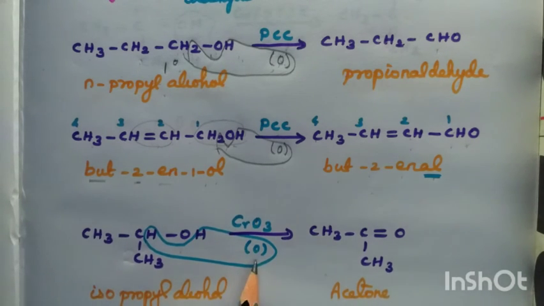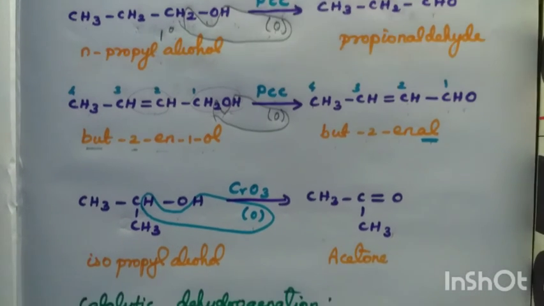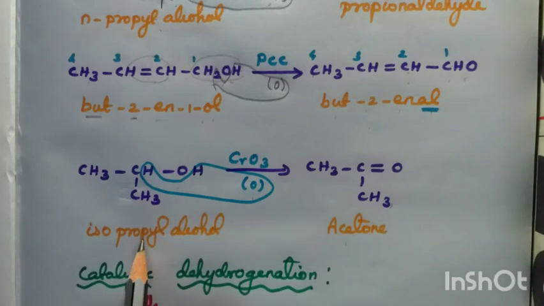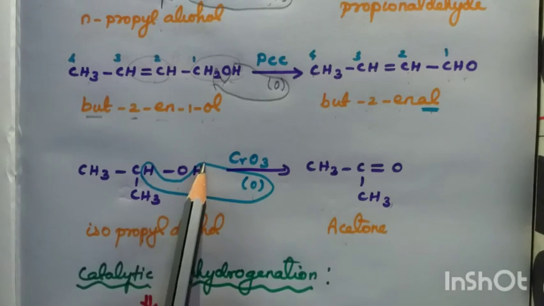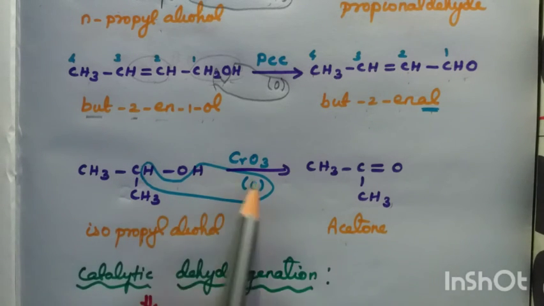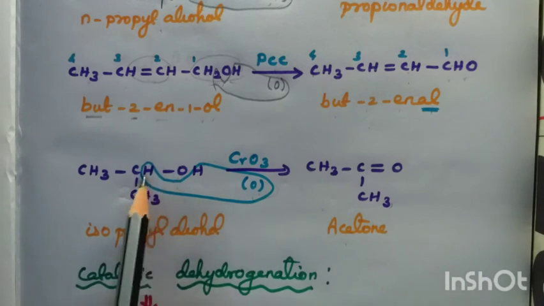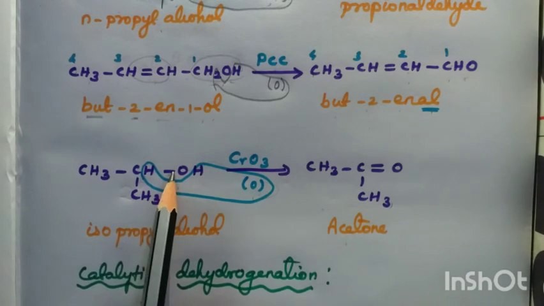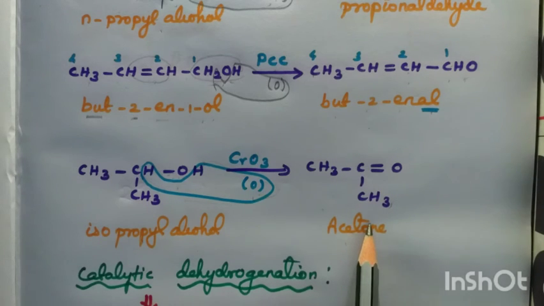CrO3 is also used to stop the oxidation at the stage of aldehyde or ketone. So here it is a ketone. Now isopropyl alcohol is a secondary alcohol. Oxidation: oxygen added, hydrogen removed. If any atom is removed from the adjacent atom, we have to introduce one bond, no? So it becomes C double bond O. It is nothing but acetone.